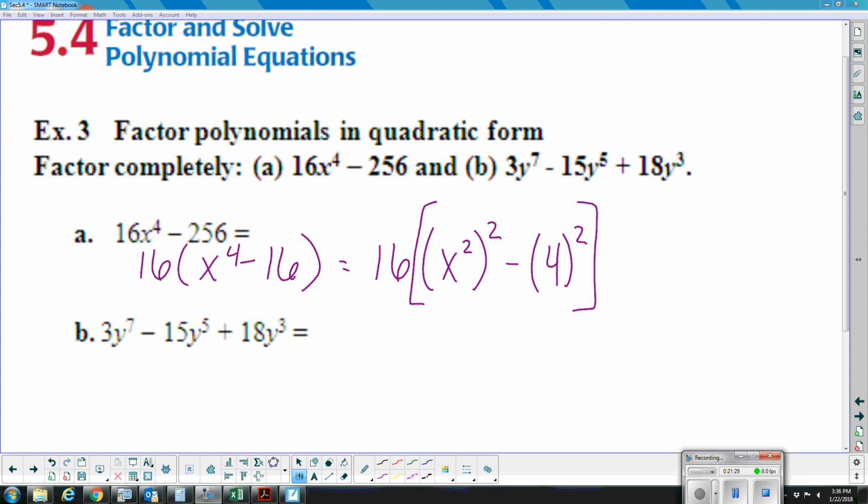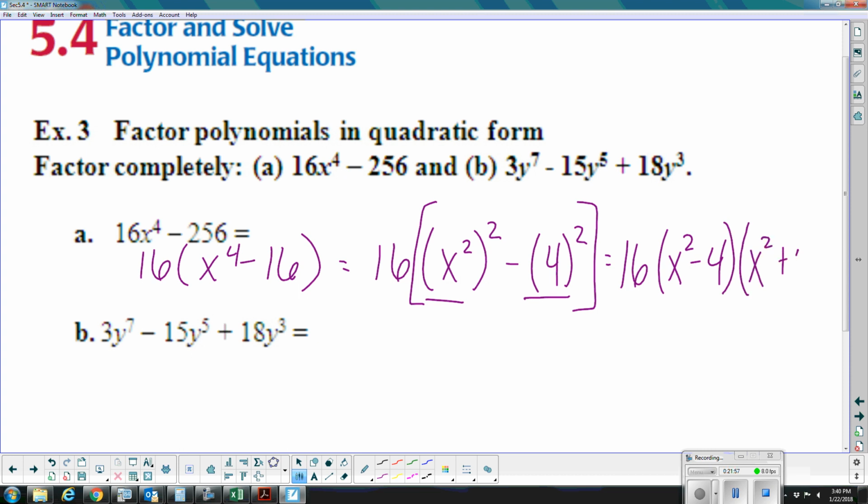Okay, so now to simplify this, to find the difference of perfect squares, we have our 16 already, and it's going to be times x squared minus 4. So x squared minus 4 times x squared plus 4.